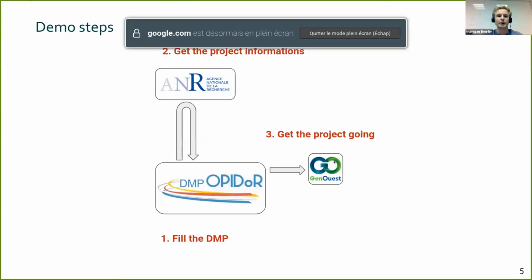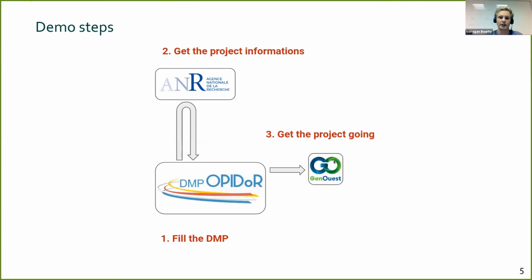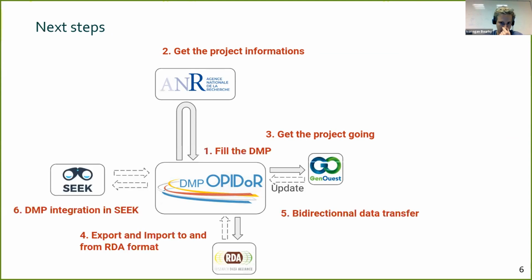To conclude, in this demo we showed you how we could fill the DMP by getting most of the project information from the INA, and how we could get the project going on a bioinformatics platform such as GenWest. But this is just a first step. As was shown in the demo, we are able to export our DMPs using the RDA formats. But what we'll also want to do, and will soon be able to do, is to import DMPs using the RDA format inside DMP OPIDoR.